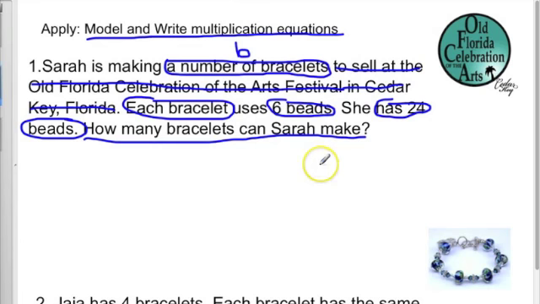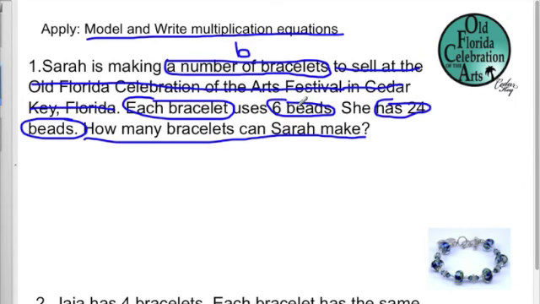There's two things that I want you to be aware of. Do not get confused or caught up in the word sell and the word uses. Those two words identify our subtraction problems when we are working with subtraction. However, this problem has nothing to do with subtraction. I know that because I'm trying to solve for how many bracelets she can make based on the fact that she has 24 beads and that each bracelet that she makes is going to need 6 beads. So there's some information that I know that's going to help me determine what type of problem this is.